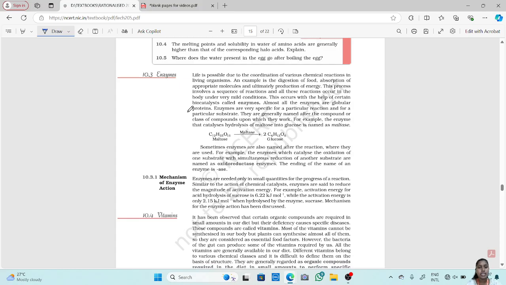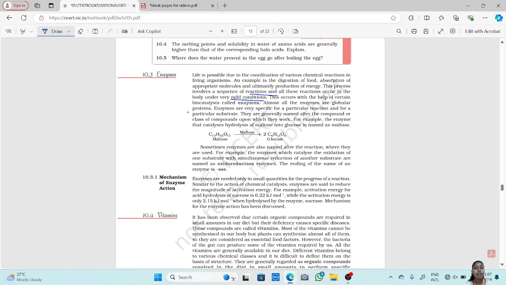Now, enzymes. Life is possible due to the coordination of various chemical reactions in living organisms. As we know, in our body there are various chemical reactions that take place, starting from our digestion of food to absorption of appropriate molecules from the digested food and ultimately producing energy for the body, right? All these mechanisms require energy, and this energy is produced by various chemical reactions that take place in our body. Now this process involves sequence reactions, and all these reactions occur in the body under mild conditions.